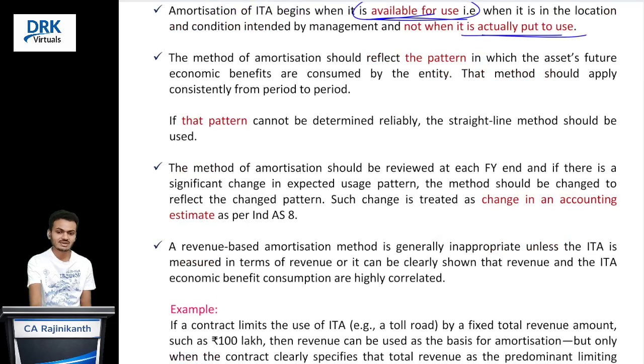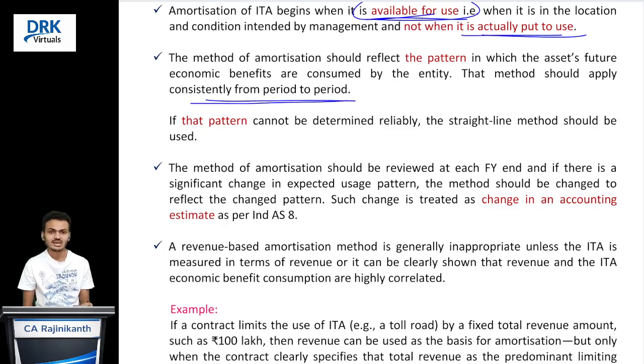And what about the method of amortization? The standard is not rigid about the method of amortization. It should clearly reflect the pattern of consumption of economic benefits from that particular asset, and our amortization method should reflect that pattern. And we should apply that method of amortization consistently from one period to another period.